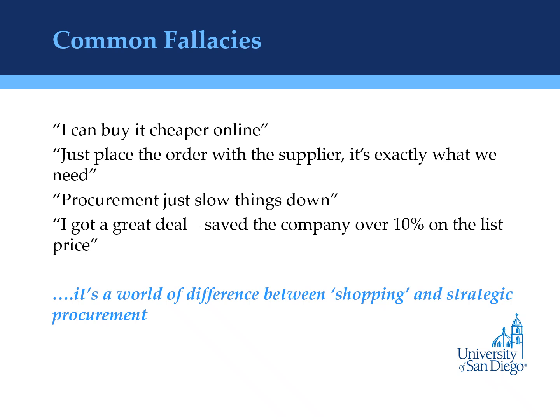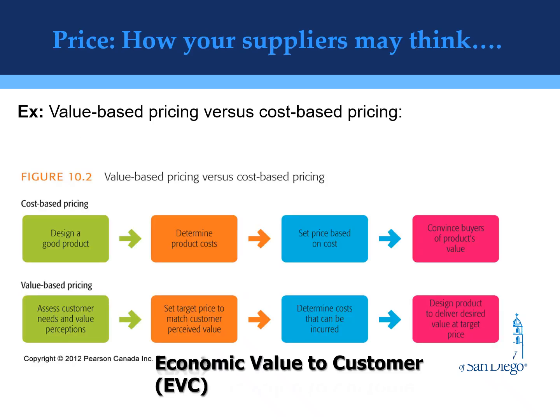And then I hear this all the time when I'm doing consulting work and also in my role at USD. Oh, I've got a great deal. I'll save the company over 10% on the list price. And sometimes you have to point out, well, you do know that we actually have a 30% rebate already agreed off the list price. So you going behind the contract outside of procurement, you've actually cost us money. And there's a world of difference between shopping and strategic procurement.